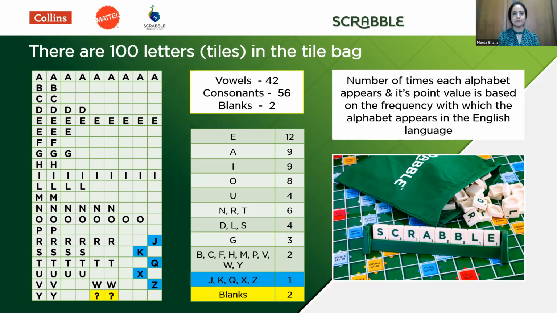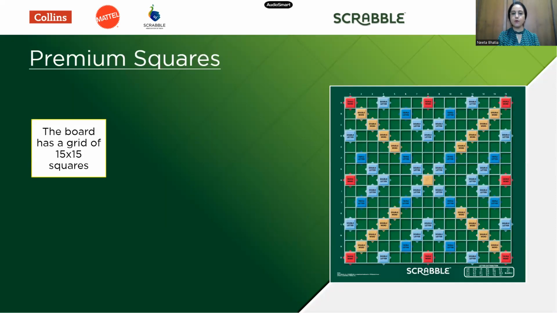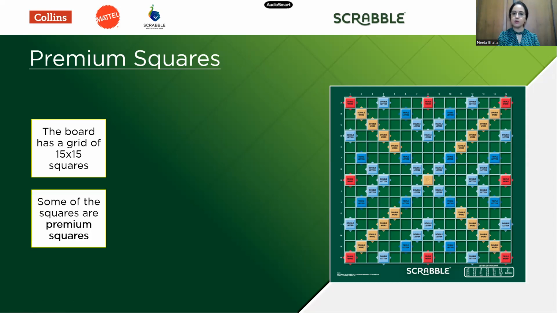Now let's try and understand the board. The board has a grid of 15 by 15. That is, there are 225 squares on the Scrabble board, and some of these squares are colored differently. These are called your premium squares or your hotspots, which you can use to multiply your scores in Scrabble and score heavily.